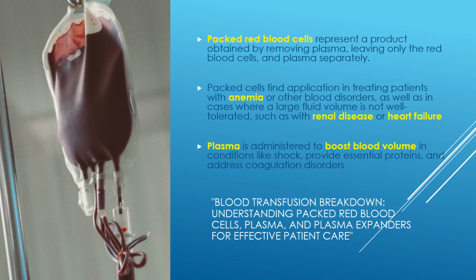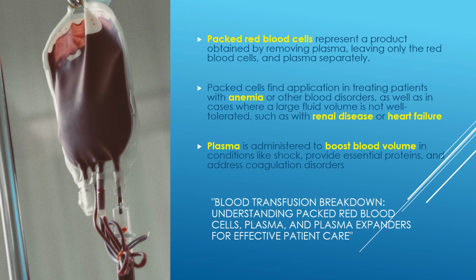Blood transfusion breakdown: understanding packed red blood cells, plasma, and plasma expanders for effective patient care. Packed red blood cells represent a commonly used product obtained by removing plasma, leaving only the red blood cells and plasma separately. Whole blood may also be administered to replenish blood lost due to bleeding. Packed cells find application in treating patients with anemia or other blood disorders, as well as in cases where a large fluid volume is not well tolerated, such as with renal disease or heart failure.